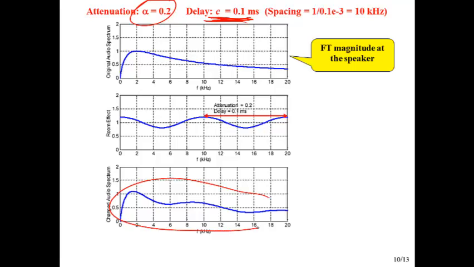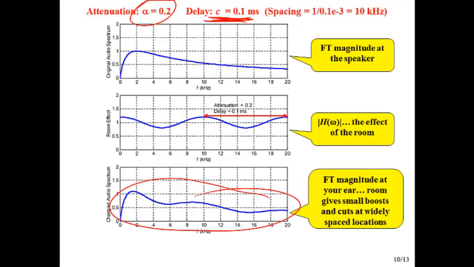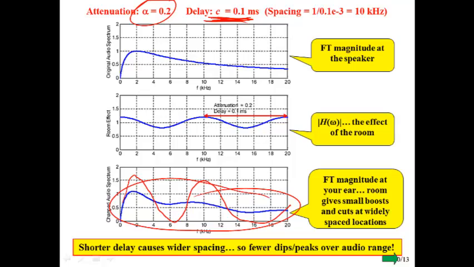And you can see that the effect on the received spectrum still gives small boosts and cuts, but they're widely spaced. Now, I didn't do it with alpha equal to 0.8, but if you were to do it with alpha equal to 0.8, you'd see much deeper cuts and boosts like that. So now it becomes quite a serious degradation to what you're hearing.